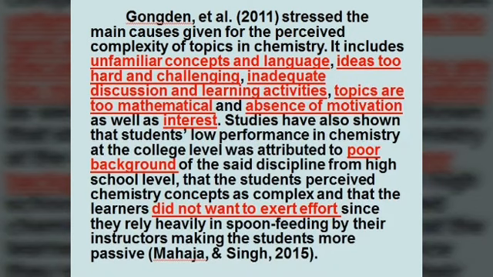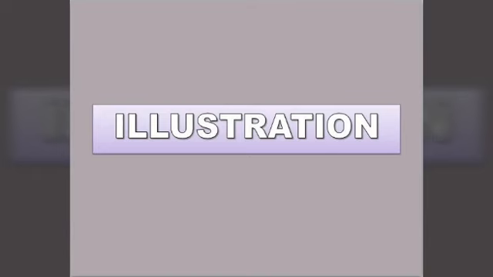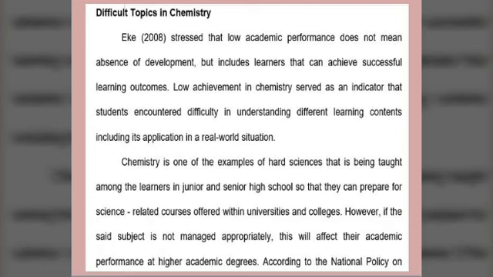How about this one? Okay, let us just read the highlighted words. Unfamiliar concepts and language, ideas too hard and challenging, inadequate discussion and learning activities, topics are too mathematical, absence of motivation, interest, poor background, did not want to exert effort. How are you going to describe this? How is it written? Okay, another technique of writing synthesis is to make an illustration.